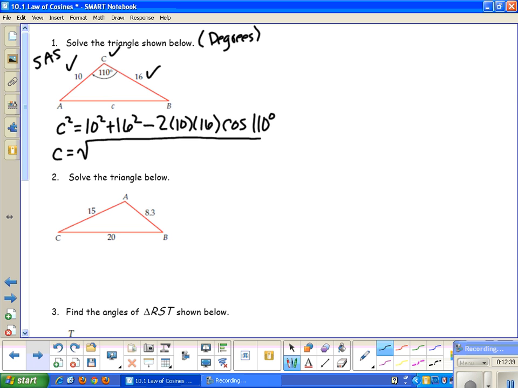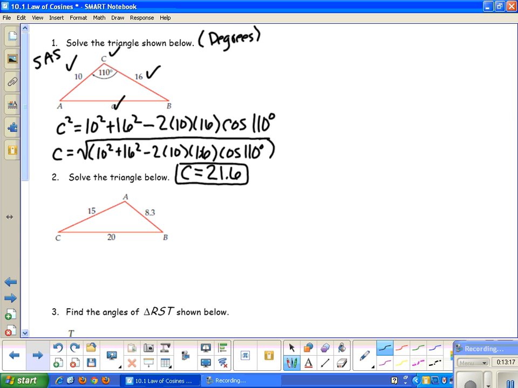So really, I'm doing the square root of all of this in my calculator: 10 squared plus 16 squared minus 2 times 10 times 16 times the cosine of 110 degrees. I would do everything and then take the square root of the answer in your calculator, and we're going to round to the nearest tenth. So don't round your answers until the very end. If you do this in your calculator, you should end up with a C value equal to 21.6. So now I have what this side here is equal to.